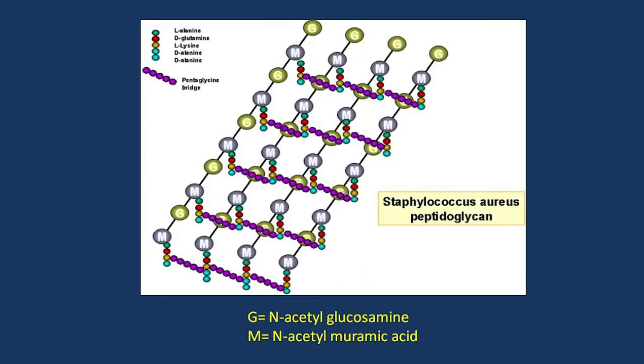Here we are looking at the structure of peptidoglycan. M is denoted by N-acetylmuramic acid. G stands for N-acetylglucosamine. You can see the peptides connecting adjacent peptidoglycan. See, there are pentaglycine bridges connecting adjacent peptidoglycan.